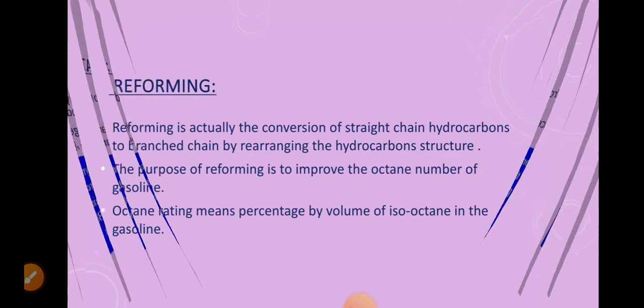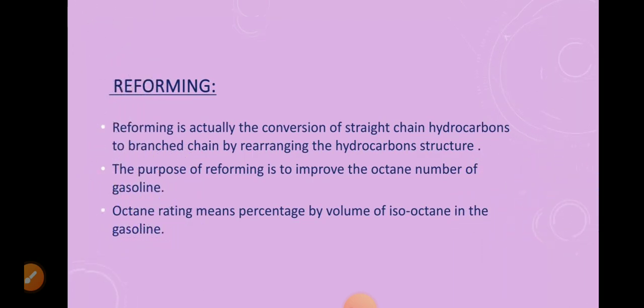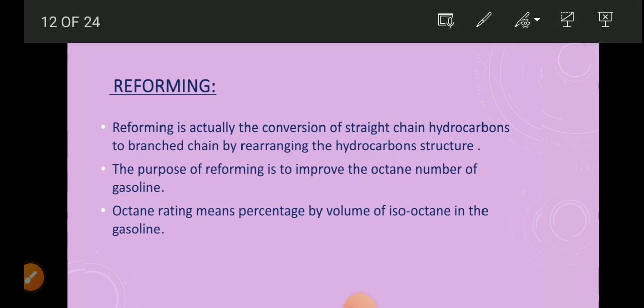Next is the reforming process. The reforming unit is actually the conversion of straight chain hydrocarbons to branched chain by rearranging the hydrocarbon structure. Isomerization and reforming are actually the same because both involve the rearrangement of the chemical structure of a compound. But the main difference is that the gasoline obtained after reforming has a higher octane rating compared to the gasoline obtained after isomerization. The purpose of reforming is to improve the octane number of the gasoline. Here we will discuss what octane number is. Octane rating means the percentage by volume of isooctane in the gasoline.